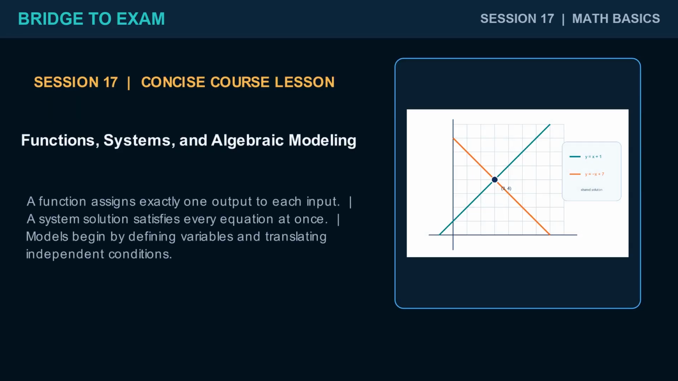Welcome to Session 17, Functions, Systems, and Algebraic Modeling. Functions assign exactly one output to each input. Systems ask where two relationships are simultaneously true. Together, they model choices, intersections, break-even points, and constraints that cannot be understood from a single expression alone.